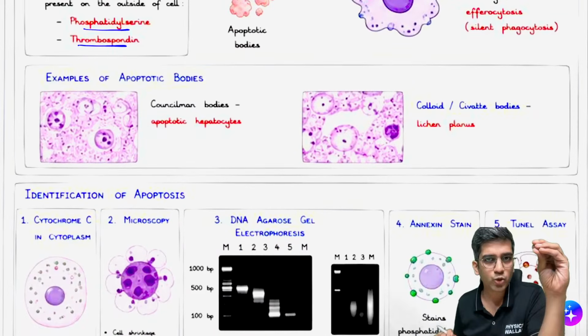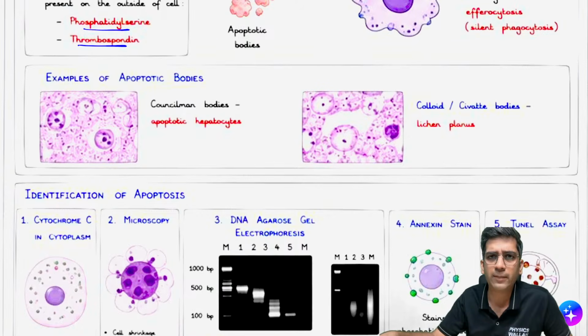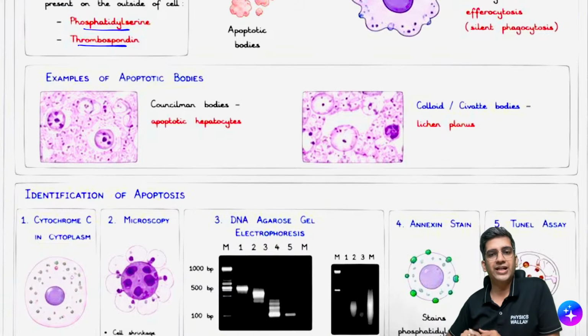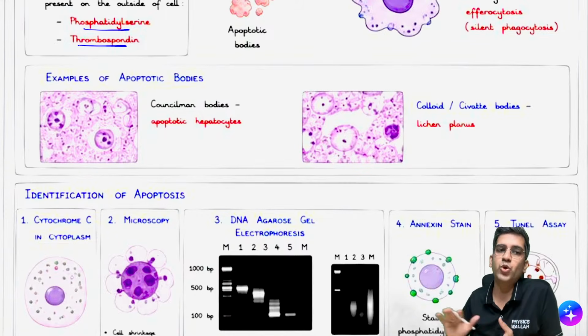You know how an apoptotic body looks? There are multiple places we see them. You must have read something called a Councilman body in hepatitis. It's a hepatocyte apoptotic body. Lichen planus is a skin condition. I have a structure called a colloid body or civatte body. Again, the skin apoptotic body is the colloid body. Same apoptosis, different place, we call it differently.